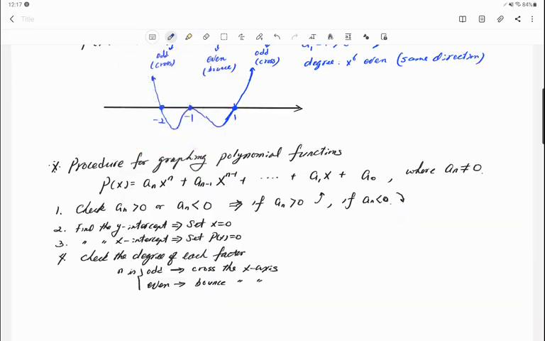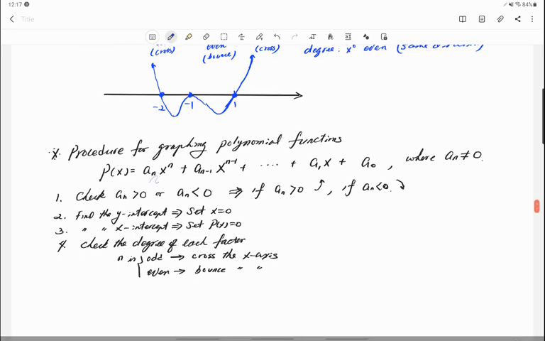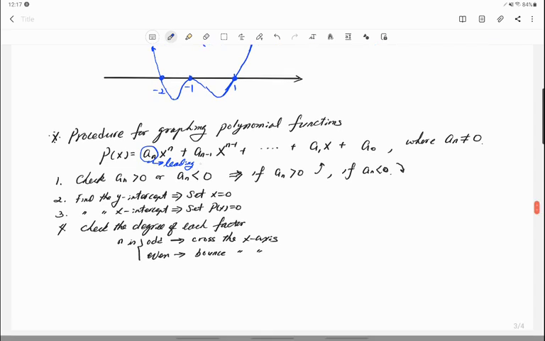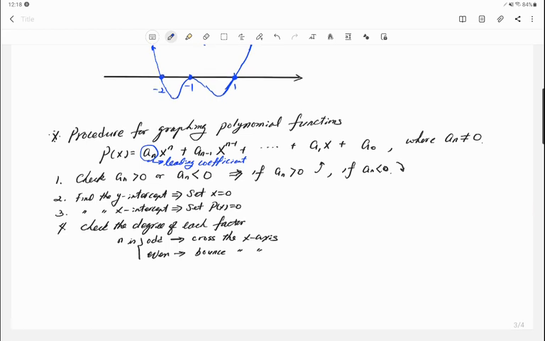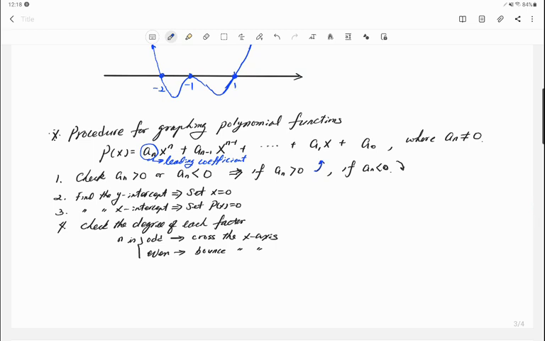All right, so let's summarize the steps for graphing a polynomial function. Let's say p of x is a polynomial, a_n x to the nth power, plus a_(n-1) x to the n minus 1 power, and so on. a_n is the leading coefficient, and a_n cannot be 0. The first thing is we check whether the leading coefficient is positive or negative. If the leading coefficient is positive, then the right end is up.